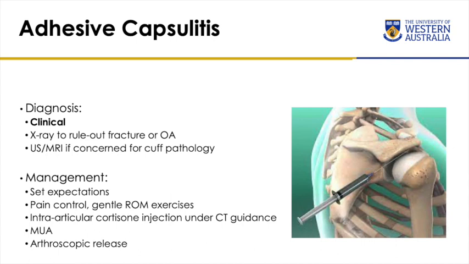A small percentage of patients will go on to an interventional procedure. This may be a manipulation under anaesthetic, where the patient is put to sleep and the shoulder is manipulated, tearing through the capsule and releasing the tight, thickened capsule, allowing range of motion again. The same result can be achieved with an arthroscopic release, where the surgeon divides the capsule using arthroscopic instruments.